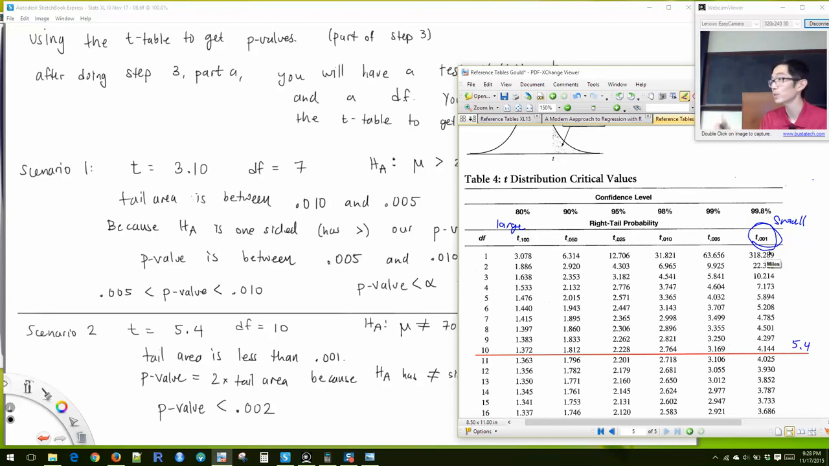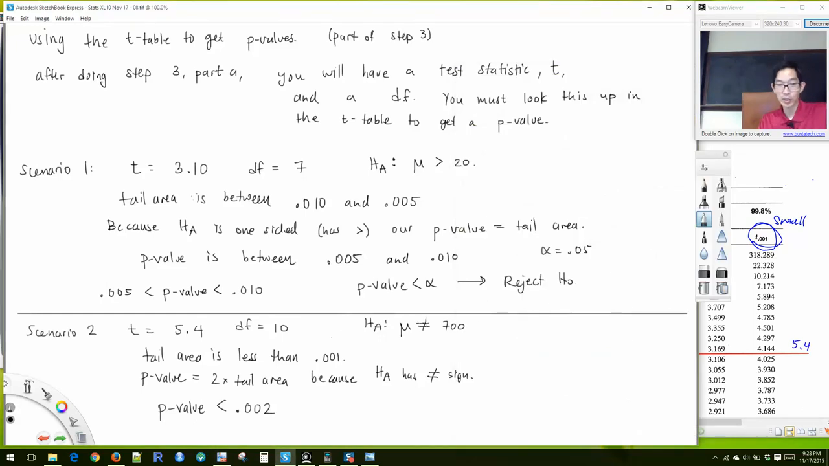Everyone's good with this? All right, and so what we have here is that my corresponding p-value, I double this number and I say my p-value is less than 0.002. Got it?